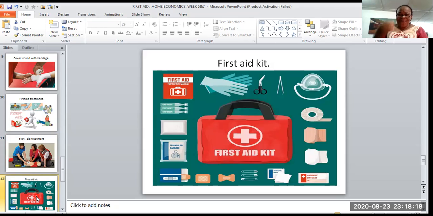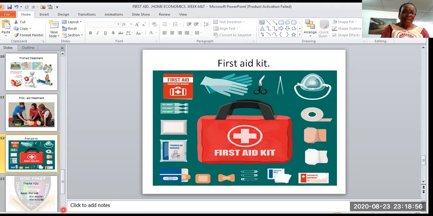Now, let's look into the first aid kit. What is there in the first aid kit? As you can see from the slide, if you look carefully, there are so many different things in the first aid kit. The nose mask, the scissors, gloves, pins, bandages, plaster, to mention but a few of what must be in the first aid box. There's ointment, there's a thermometer. Are we together? All these are things that are expected to be found in the first aid box. Beautiful.